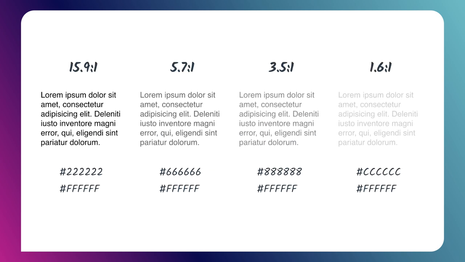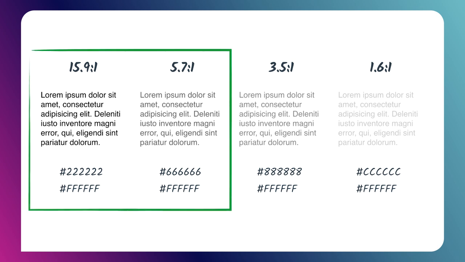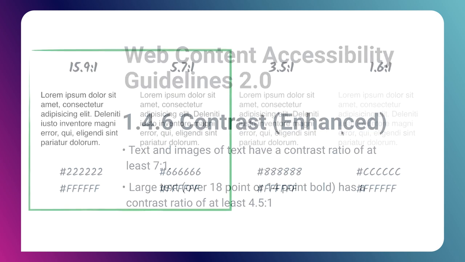So if we go back and look at our image here of contrast, these first two examples would meet that minimum contrast requirement. This one is pure black on white, so it's 15.9:1. That's really high contrast. And this one is a little bit more of a subtle gray, but we still have 5.7:1, which is pretty nice. These last two, though, are just a little too low contrast, so they wouldn't quite meet that requirement.